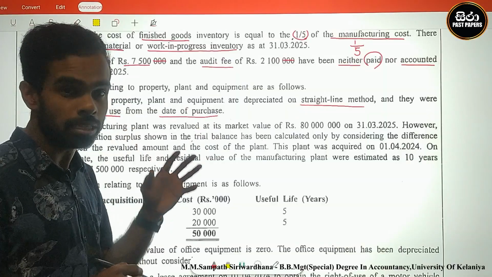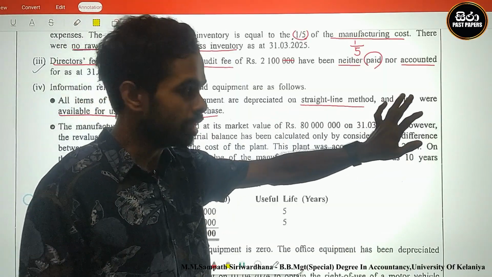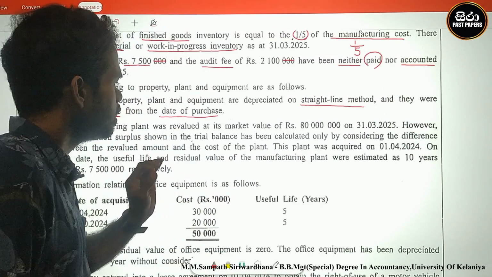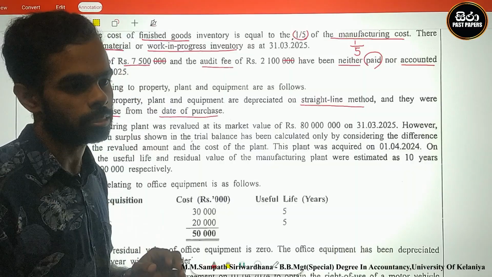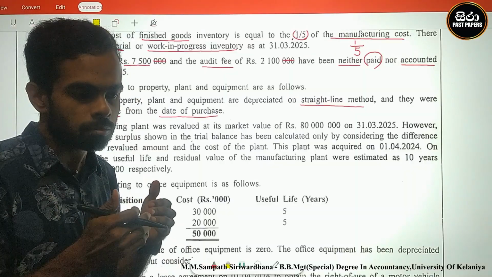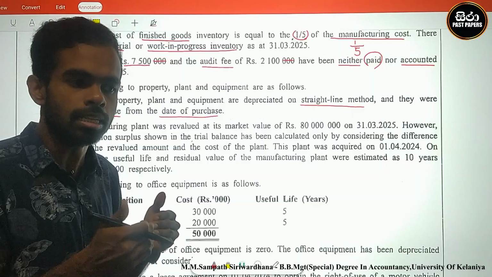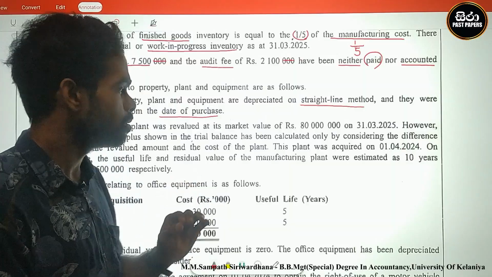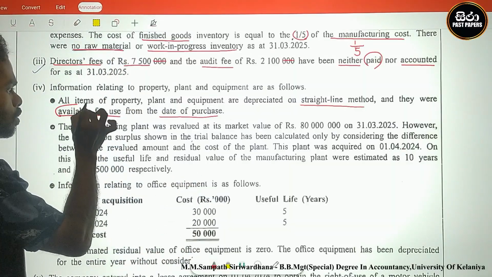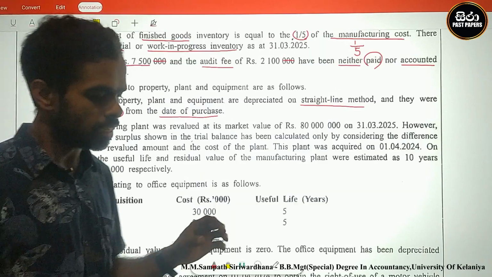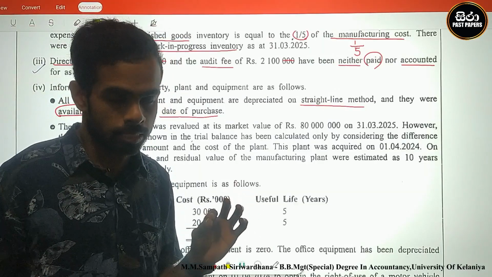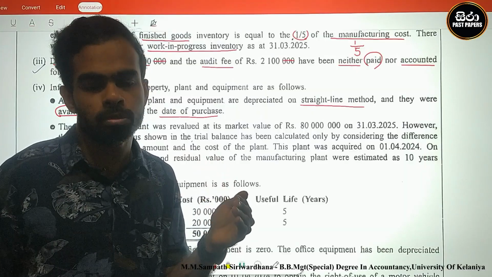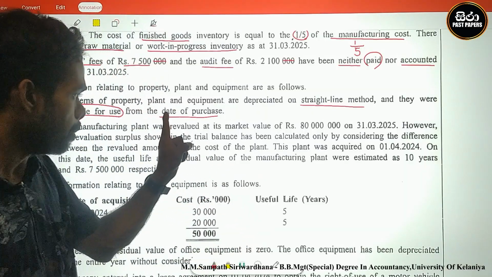Look here, what is the meaning of that? Straight line method. They are available for use from the date of purchase. You know what the commencement date of depreciation should be. The commencement date of depreciation is the available for use date. There is an asset available for use. This is the commencement date of depreciation, not the purchasing date.